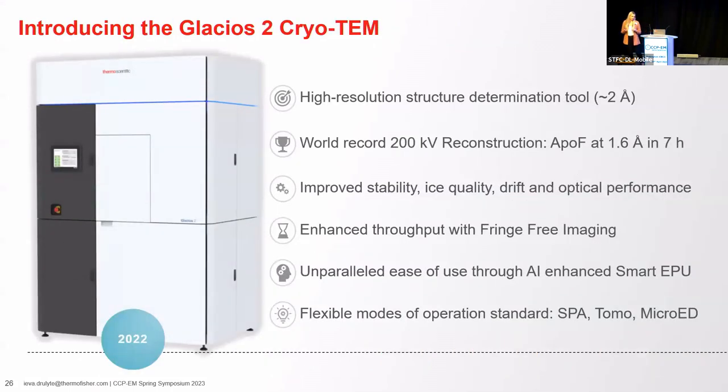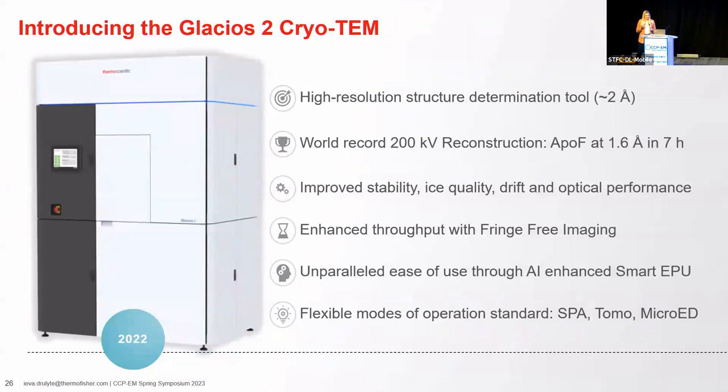So here's a really short slide about Glacios 2. We were able to push the apoferritin to 1.6 angstroms on the Glacios 2. It has improved stability and optical performance. It also has fringe-free imaging as well as Selectris and Falcon 4i combo. And it also has this improved ease of use through automation and Smart EPU.